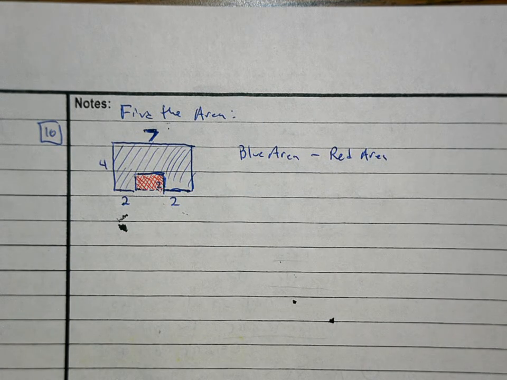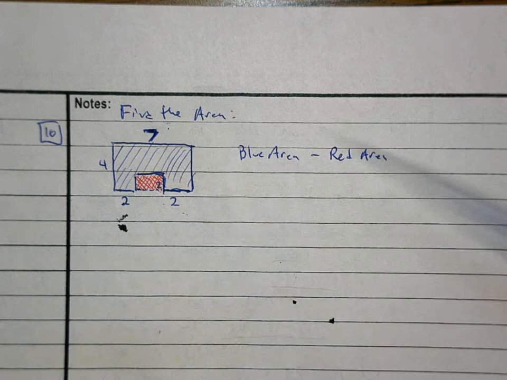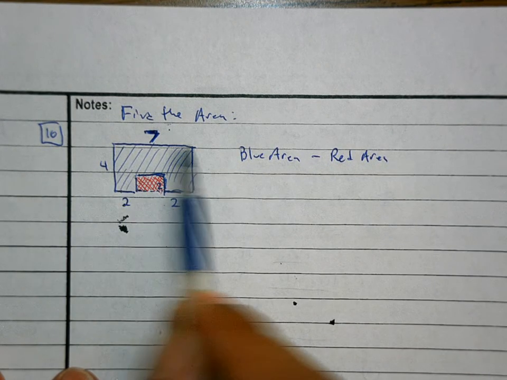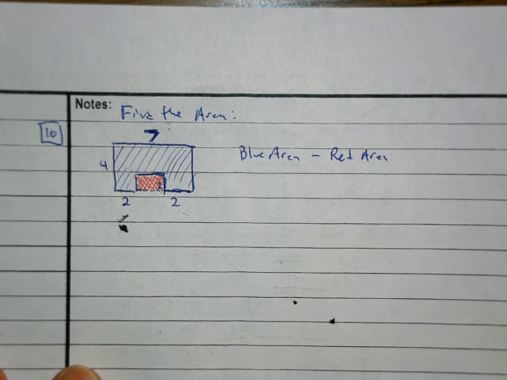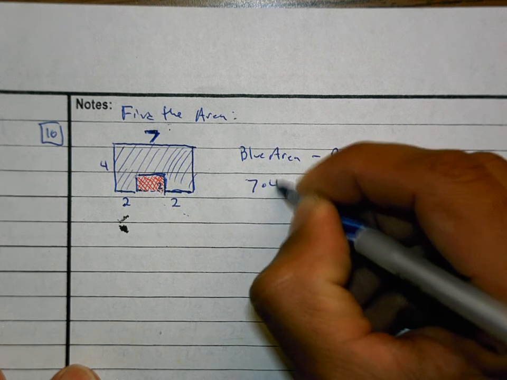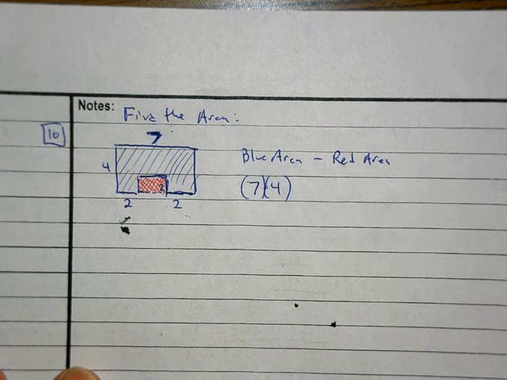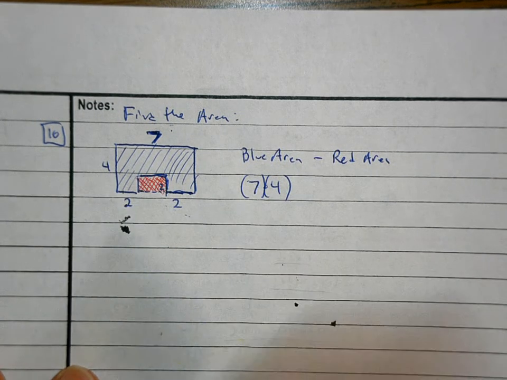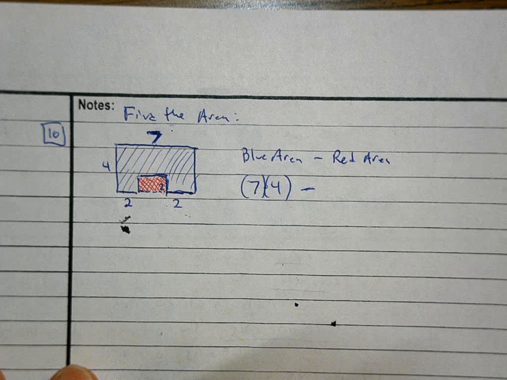I want the length and the width of the blue area, something that's the full distance across times the full height. What do you think? What are the two numbers that you're going to use? 7 and 4. If you said 7 and 4, I agree with you. That will figure out in the entire area, including the red part. And then we're going to subtract the red area.